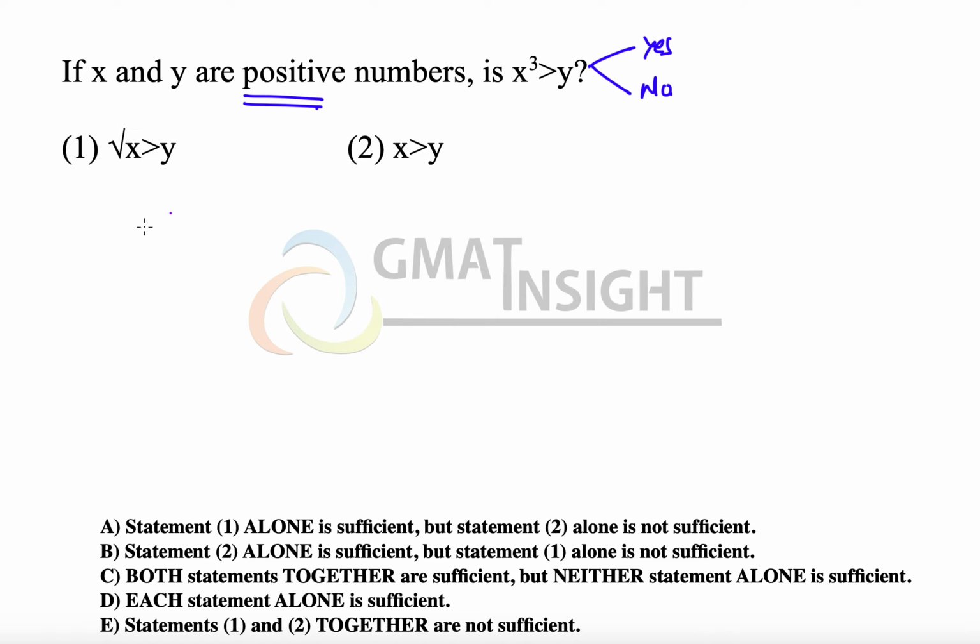and the question does not say anything about them being integers, I can take the value of x as 1/4 while the value of y can be taken as 1/3 or 1/4. In that case, root x, which is 1/2, is greater than 1/3, but x is not greater than y. That's one case.